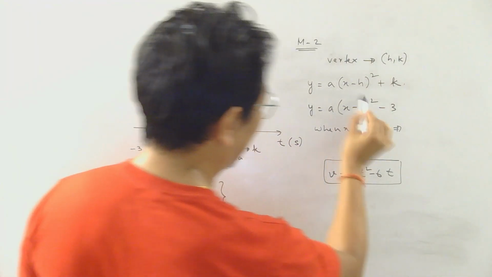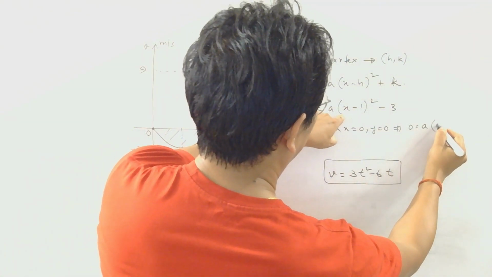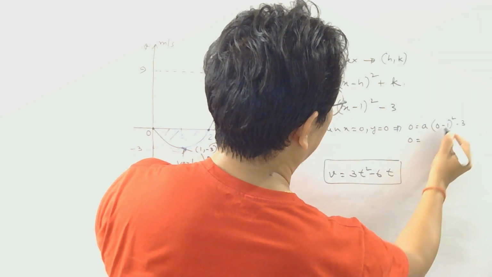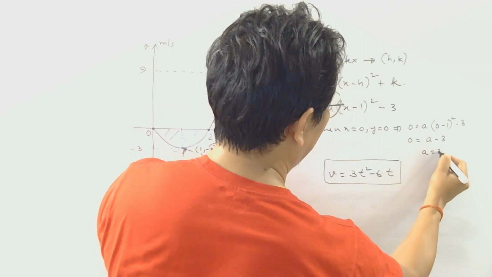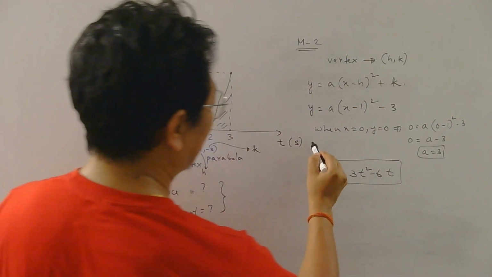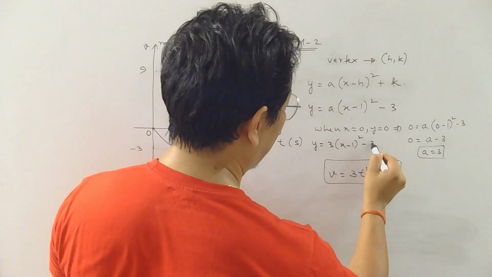Let us use this in this equation. So y is 0, x is 0, minus 3. So 0 will be, this will be minus 1 squared, which is plus 1, a minus 3. So a will be 3, right? So the equation will be y equals 3(x minus 1) squared minus 3.